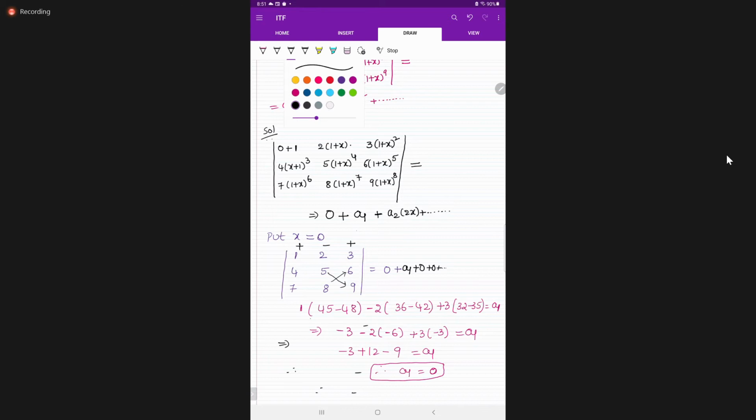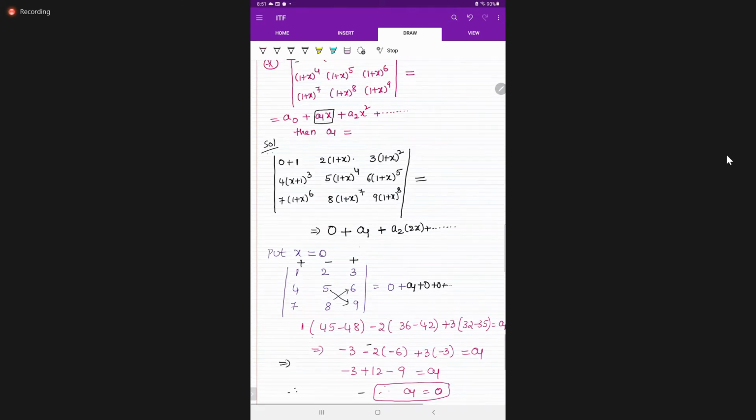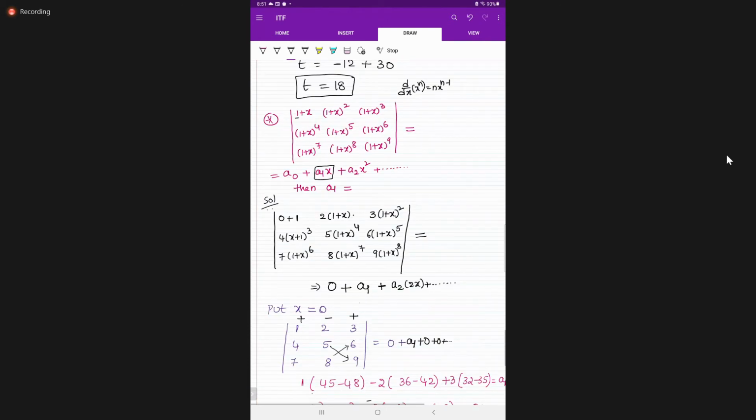Students, any doubt here? No, ma'am. How can you do A2, ma? How can you find A2? 2 times differentiate and then put x is equal to 0. Then you can get A2.